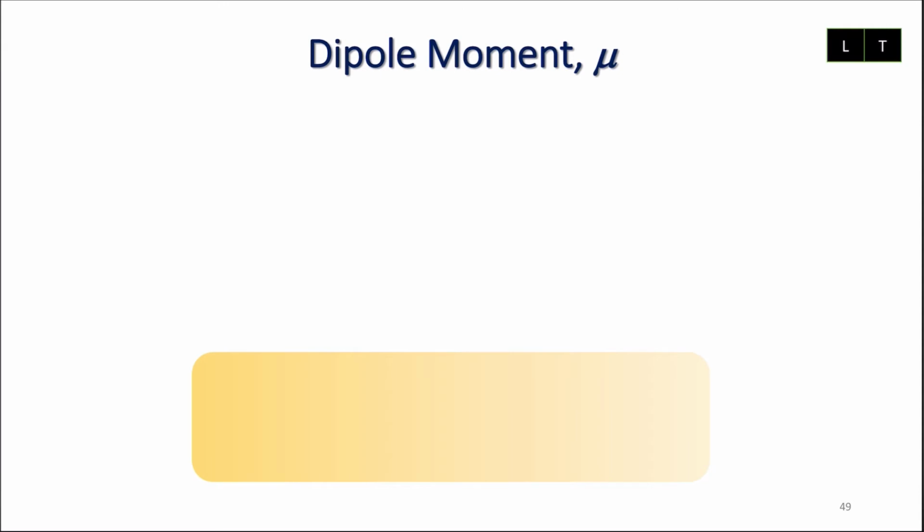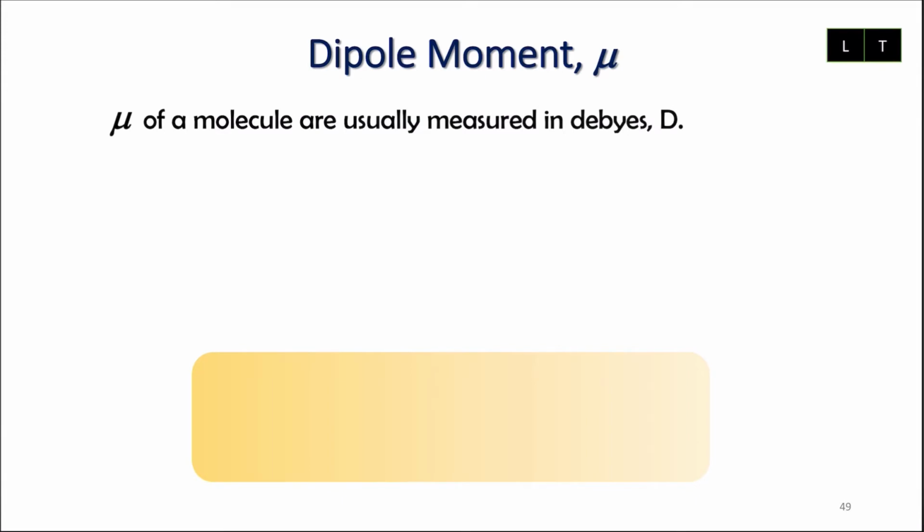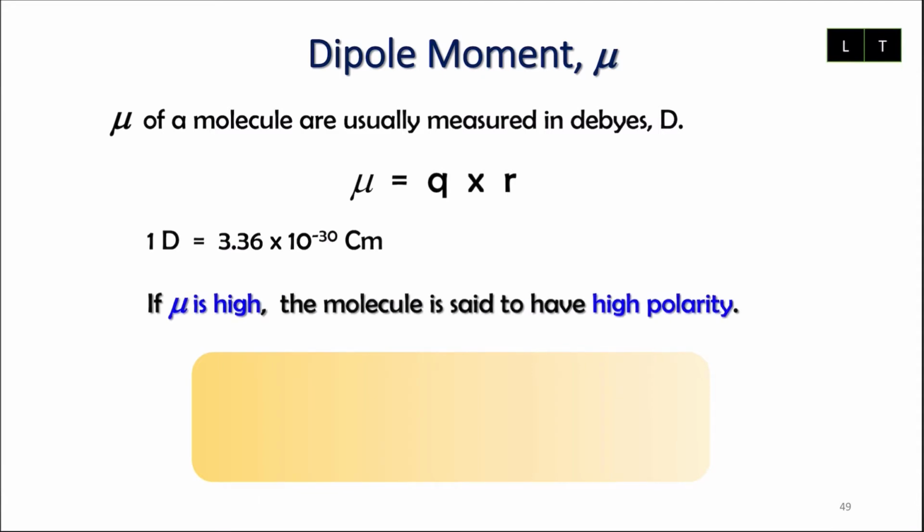Kita sambung lagi bahagian dipole moment, di mana dipole moment usually measure in debyes, D, capital D. Dan kita nampak dia ada formula yang spesifik in previous slide, and 1 D ada value yang spesifik. Kita boleh lihat kat sini, if mu is high, the molecule is said to have high polarity.